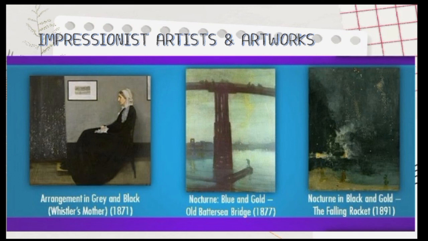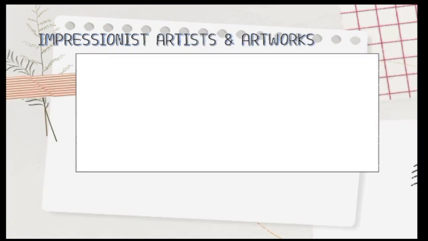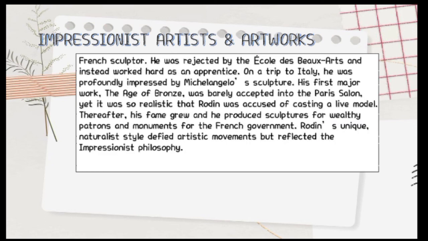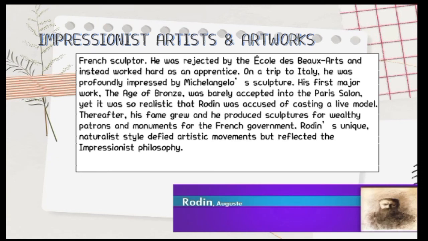The next Impressionist artist and artworks is Auguste Rodin. French sculptor, he was rejected by the École des Beaux-Arts and instead worked hard as an apprentice. On a trip to Italy, he was profoundly impressed by Michelangelo's sculpture. His first major work, The Age of Bronze, was barely accepted into the Paris Salon, yet it was so realistic that Rodin was accused of casting a live model. Thereafter, his fame grew and he produced sculptures for wealthy patrons and monuments for the French government.